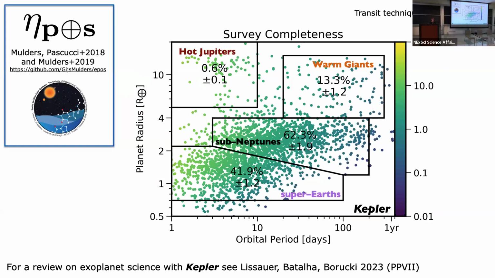In particular, I like this plot because it already shows the intrinsic occurrence rate for this type of planets. There is also a tool that you can use, which is called EPOS, which we developed at the University of Arizona, that you can use to calculate intrinsic occurrence rates. It's quite easy to use.